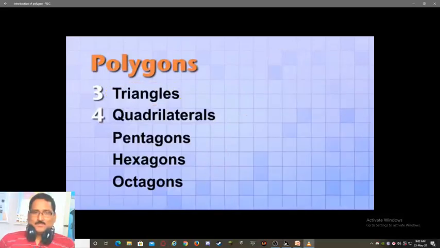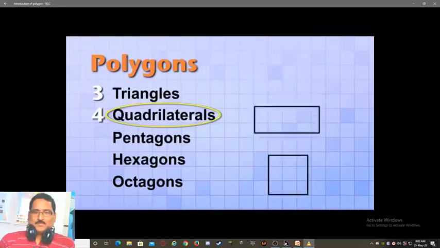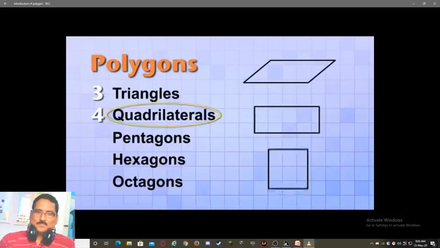4-sided polygons are called quadrilaterals. Wow, now that's a fancy math word. But it helps if you just remember that the first part, quad, means 4. Quadrilaterals are shapes like squares, rectangles, and parallelograms. They'll also get a video of their own.